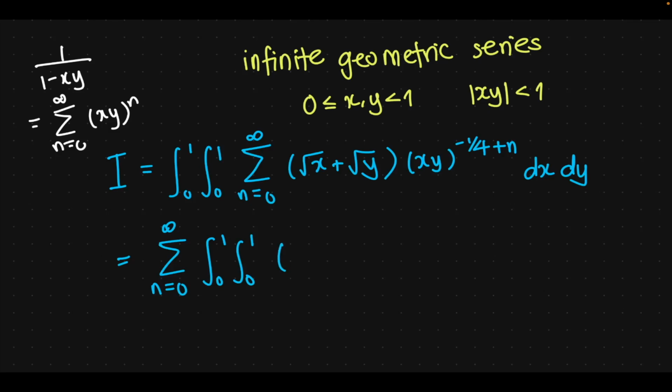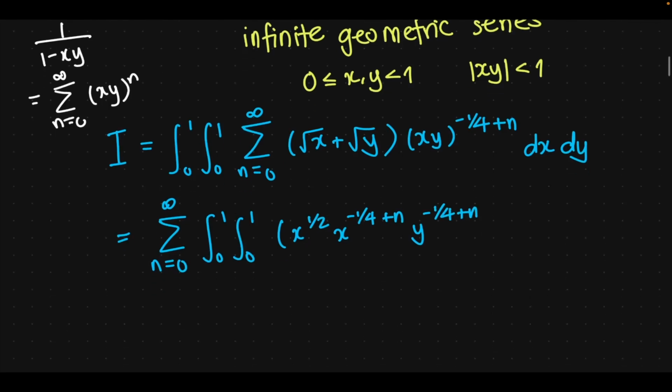Okay, so now we can separate this into two terms. The first term will be associated with this square root x. The square root x is x to the 1/2 power times x to the minus 1/4 plus n. I'm just expanding the xy to the minus 1/4 plus n as each individual term. Similarly, we have the thing on the y, and then we add that to the square root y term. So we have the x to the n minus 1/4, and we have the y to the 1/2 from the square root y, and then y to the n minus 1/4, just like the x, and dx, dy.